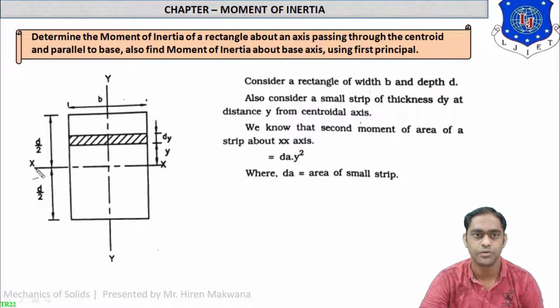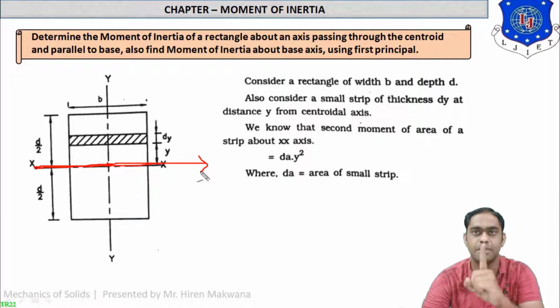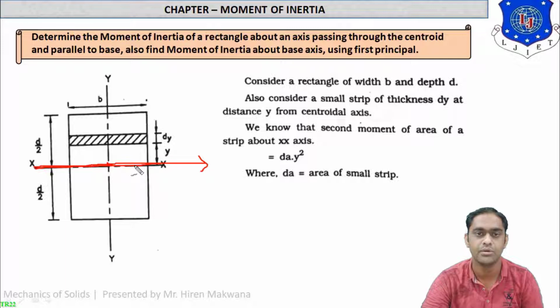First of all, you can see in this figure, this is the centroidal horizontal axis, which means it is passing from the CG itself. Similarly, this is the centroidal vertical axis, which is passing from the centroid and it is vertical. Now, what we have to find? We have to find the moment of inertia about this axis, meaning parallel to the base as well as passing from the centroid. Then after we will calculate the moment of inertia about the base of the rectangle.